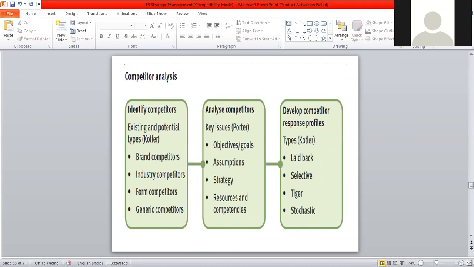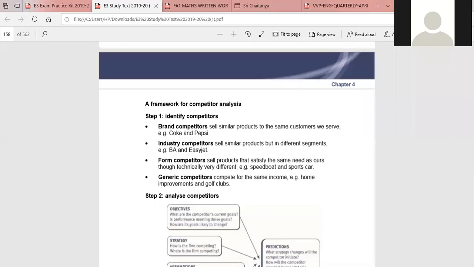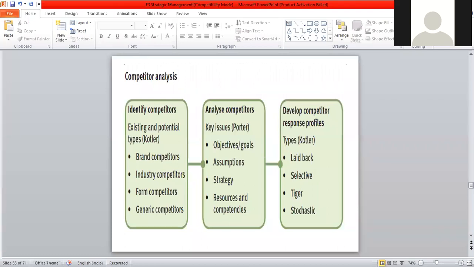The second one is industry competitors. Industry, a particular category of product or service. Now, that industry, it is not that they are selling in the same market, but the same industry existing in different areas, different regions. Okay, so these are industry competitors.